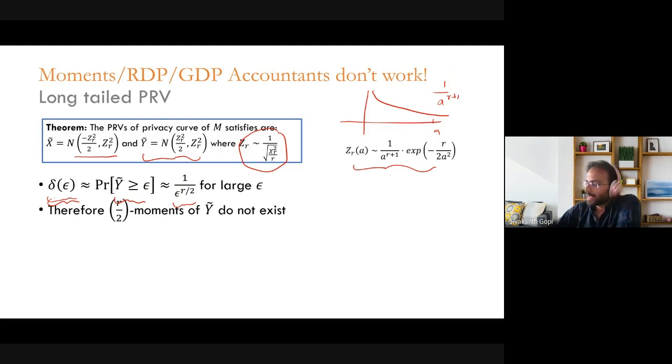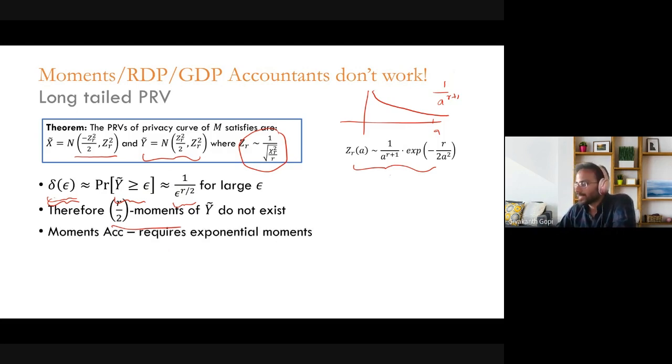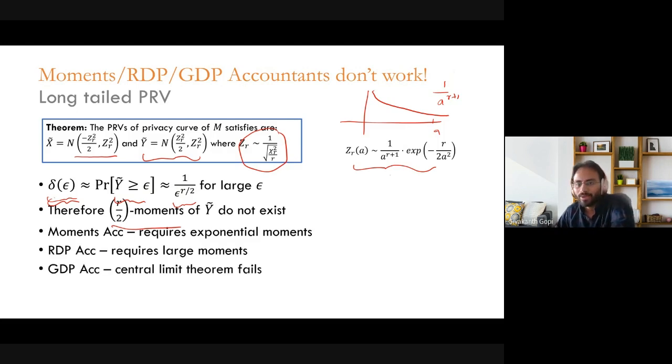So because of this, only less than R by 2 moments exist. The moments higher than that don't exist, and exponential moments don't exist. So therefore, you can't use moments accountant. RDP accountant also requires large moments. The GDP accountant, which uses the central limit theorem to approximate, also fails. It just does not converge.